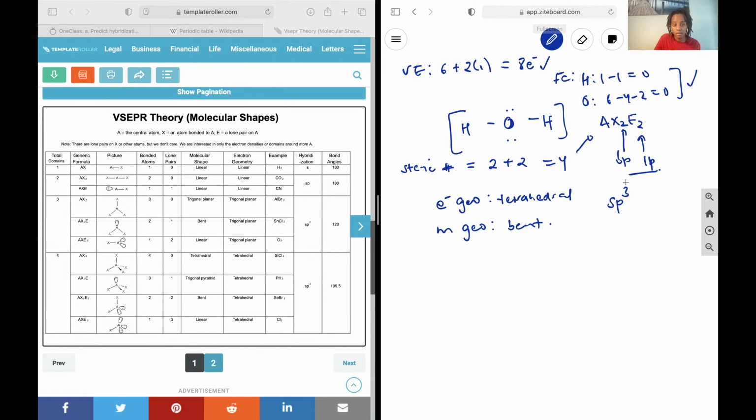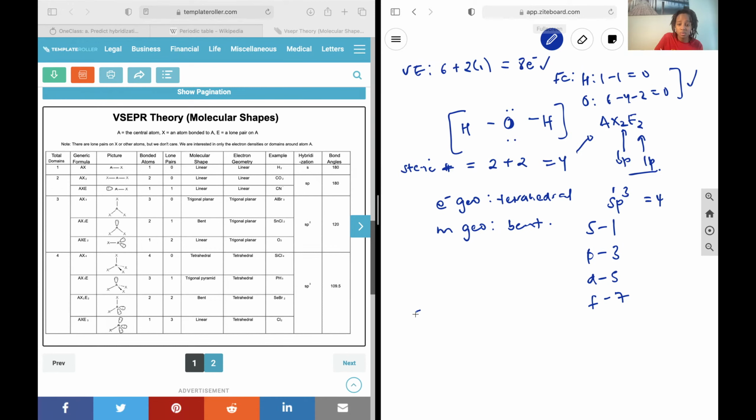A good way to remember this is that we have 1 s orbital per level, 3 p's, 5 d's, 7 f's. Each orbital can take 2 electrons. A good way to remember is just count the number of orbitals that you have. So 1 plus 3 is going to give us 4, and so that's going to represent a steric number of 4.